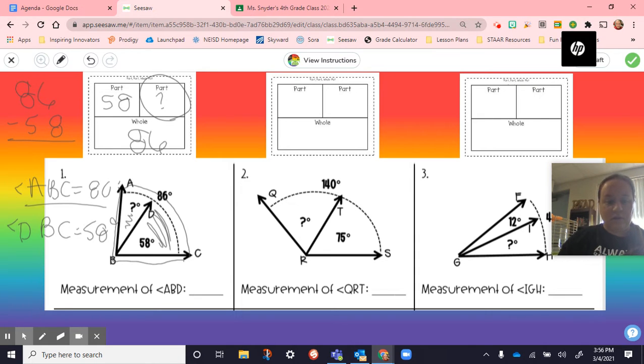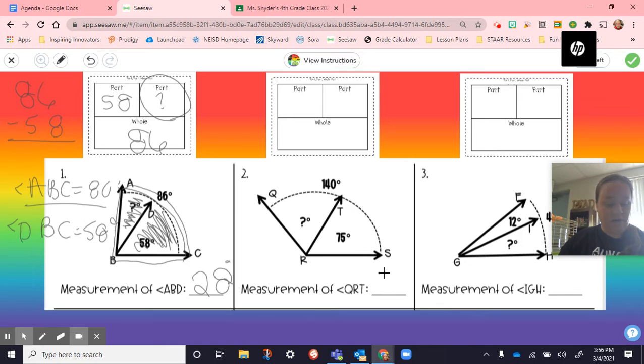Okay, so here, if you think all the way back to first grade and think about what it means when you have part whole. We know that if we combine this piece and this piece, it's going to give us the whole thing, which needs to add up to 86. So this is 28 degrees.